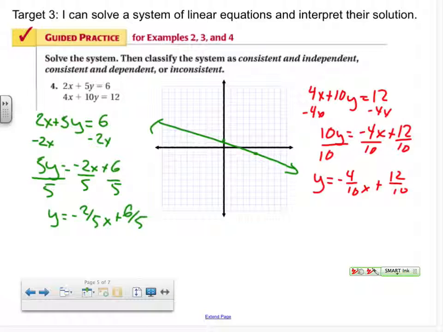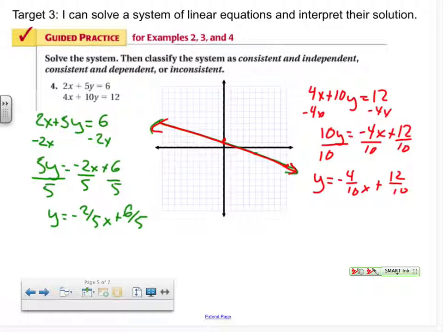All right, 12/10, that's about 1.2. Plot it right there. Our slope is -4 over 10. Plot it right there. Connect and extend. All right, notice those 2 lines appear to be on top of each other. Well, we would call that our consistent dependent system because we got infinite solutions.